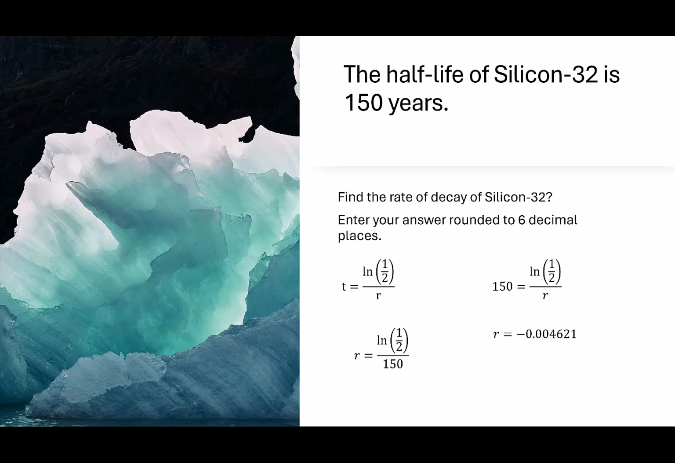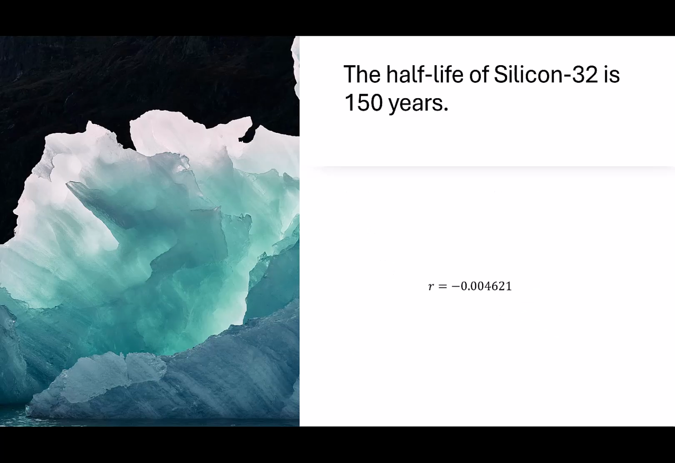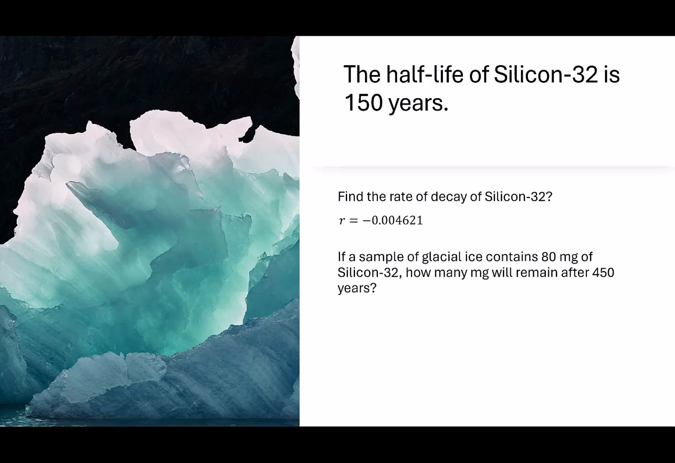We'll plug that in our calculator to get that R is negative 0.004621. Now that we have our rate of decay, we're ready to do our next calculation. If a sample of glacial ice contains 80 milligrams of silicon-32, how many milligrams will remain after 450 years?